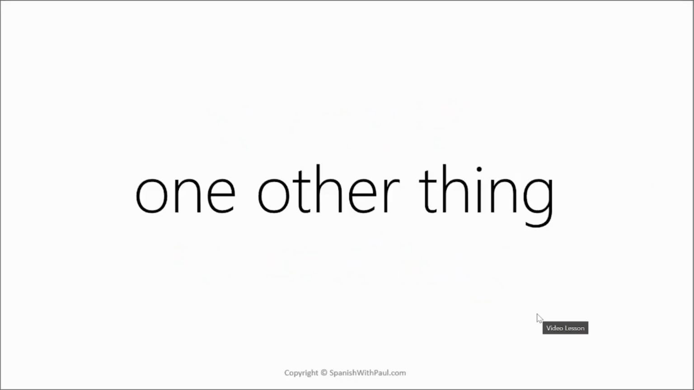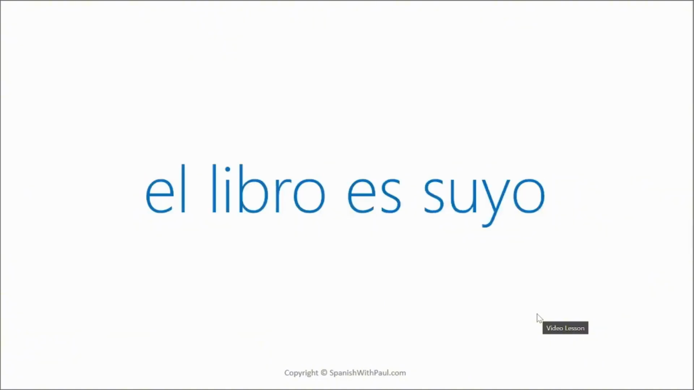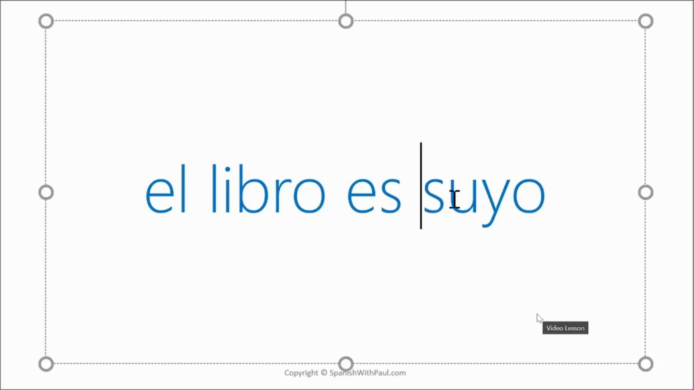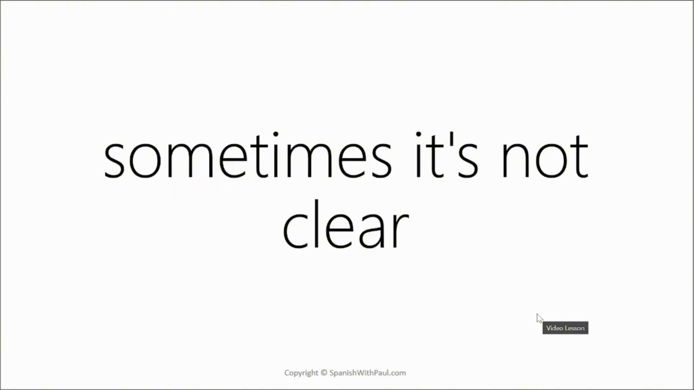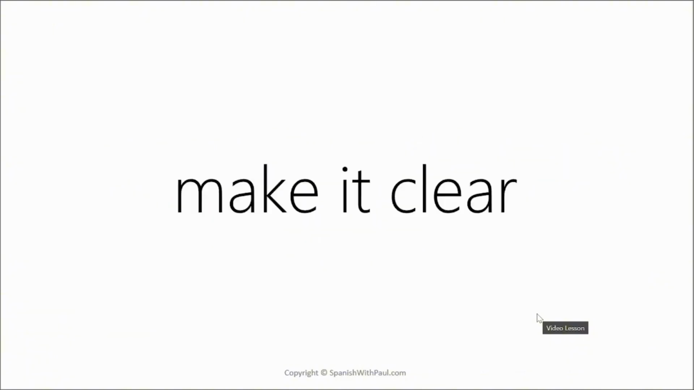One other thing that I would like you to be aware of is, say, with this type of phrase, el libro es suyo. Now, with suyo, we know that it contains three angles in one, because this could mean the book is his, the book is hers, or the book is theirs, meaning that sometimes it's not clear at all which angle you mean. Now, the way to make it clear is as follows.